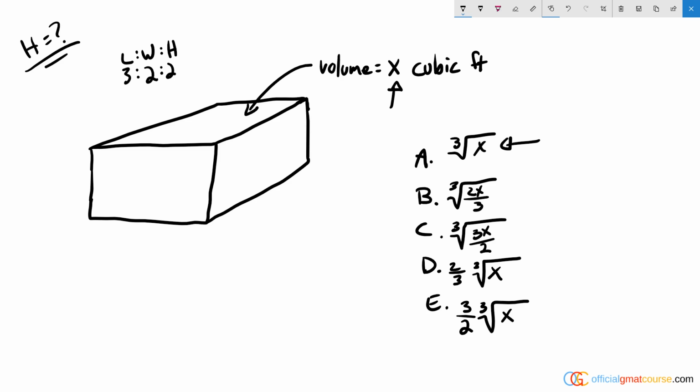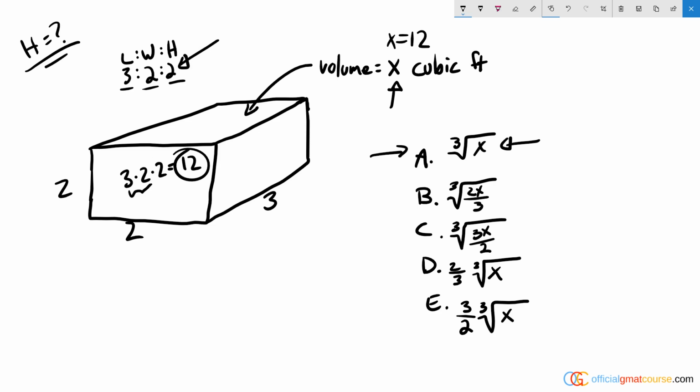If it's a problem-solving question with variables, no matter what you choose for the variables, as long as it follows the rules, it will have to give you a correct answer. So I'm literally going to choose the lengths of these sides as 3, 2, and 2. That would give me a volume of 3 times 2 times 2, which is 6 times 2, which is 12. So I have a volume of 12, and x is equal to the volume. So the volume is 12 when h is 2.